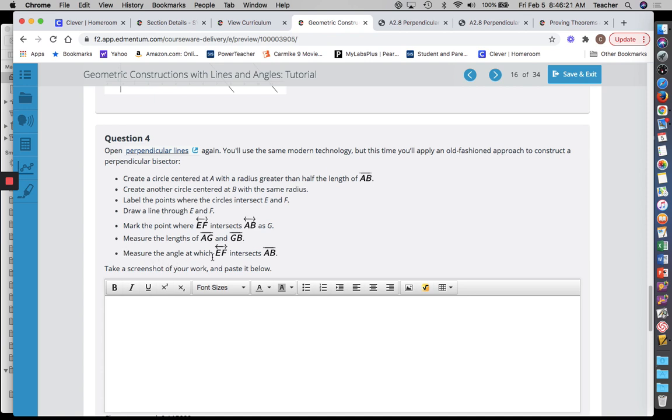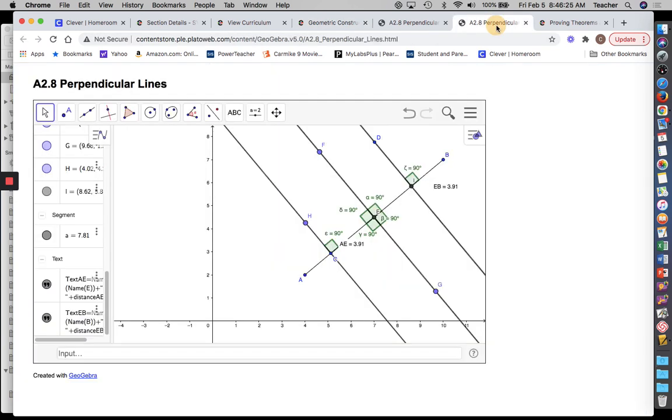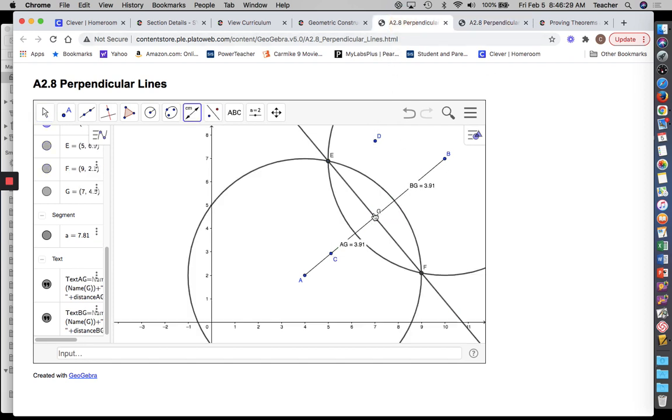And measure the angle in which EF intersects AB. Well, the first time I did it, it was 90. So I guarantee you it's going to be 90 this time. So come up to your angle icon and select angle. Remember, you got to go in a right circular motion. So I'm going to click on B, G, E. So there's my 90-degree angle. I'm going to move that out so you can see it better. So there's my 90-degree angle.